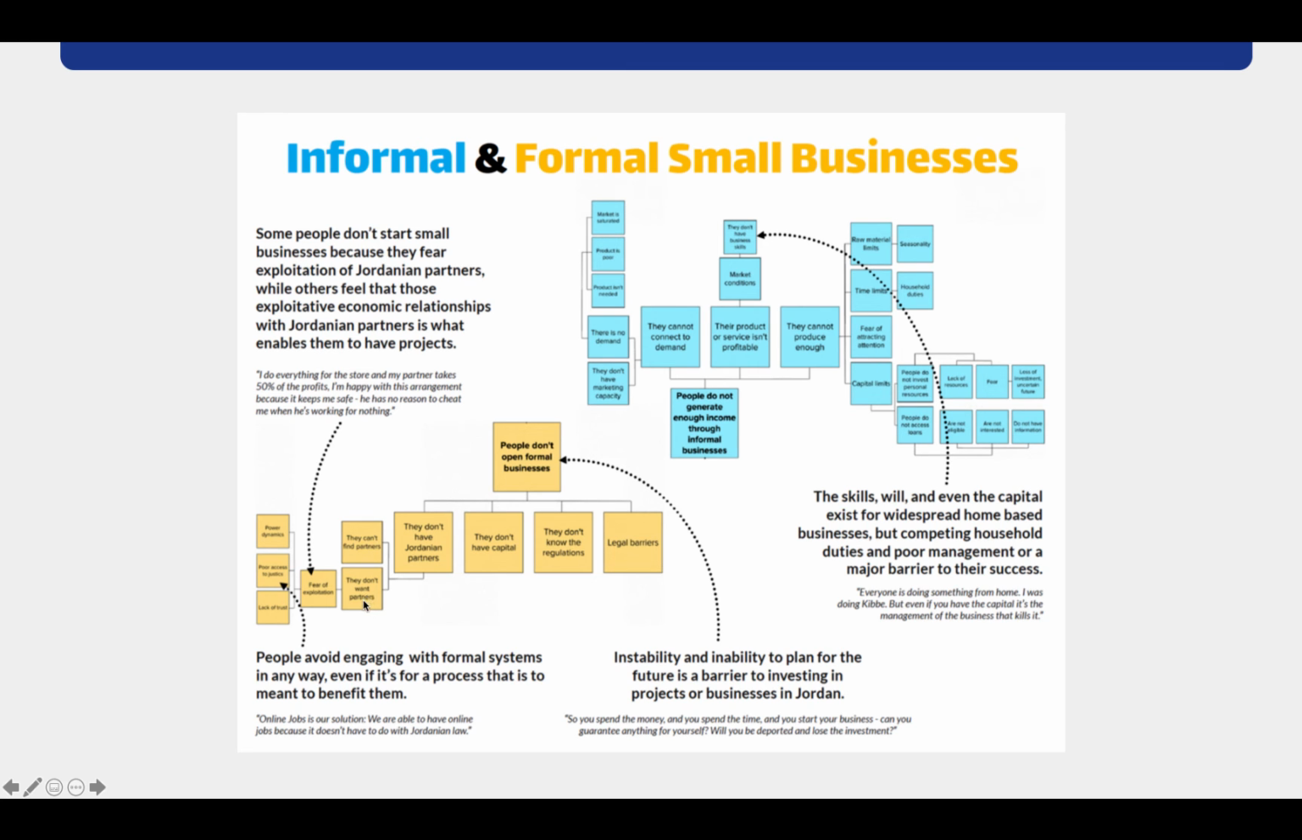Why do they don't want partners? Well, because of fear of exploitation. So this is another example of how a mind map could interlink information. So this is more like a causal analysis of different issues. Here we have another example of people do not generate enough income through informal businesses. But why? Because they cannot connect to demand. And why? Because there is no demand, or maybe they don't have marketing capacity. So this is another example around how a mind map could be built.